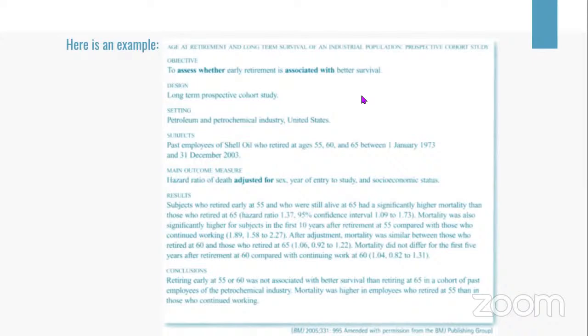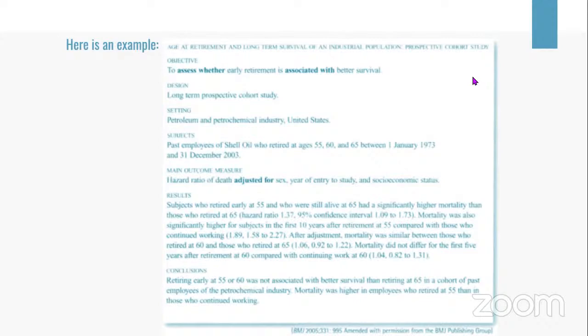1.06, 0.92 to 1.22. Mortality did not differ in the first 5 years after retirement at 60, compared with continuing work at 60. 1.04, 0.82 to 1.31. Conclusions: retiring early at 55 or 60 was not associated with better survival than retiring at 65 in a cohort of past employees of the petrochemical industry. Mortality was higher in employees who retired at 55 than in those who continued working.